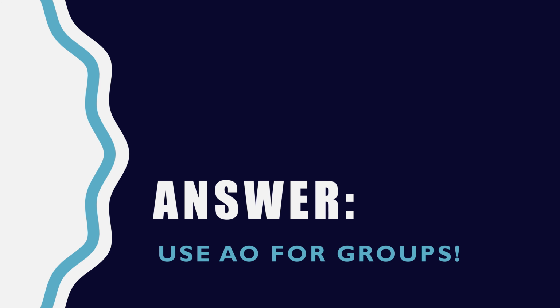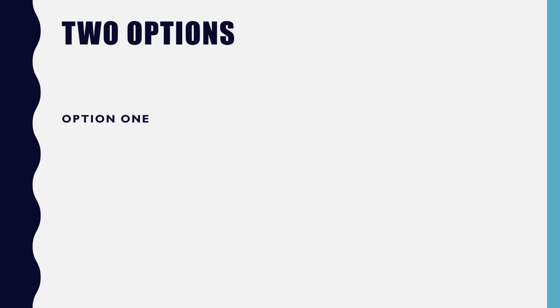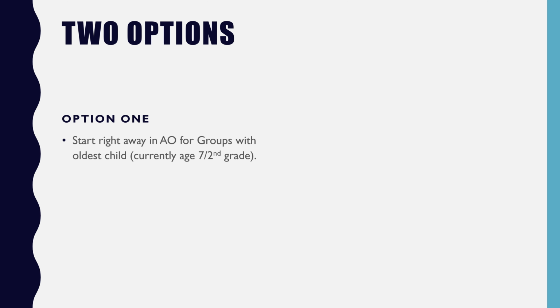So AO for groups, let's talk about this. You basically have 2 options here. So option 1 would be start right away in AO for groups with the oldest child. Mom has said her oldest child is currently age 7 and entering 2nd grade this year. Okay. This child is old enough compared to the other children that she's never going to be combined with anyone. She's never going to have her form overlap with someone else's form. But with that said, there could be a good argument for putting her in AO for groups right away.